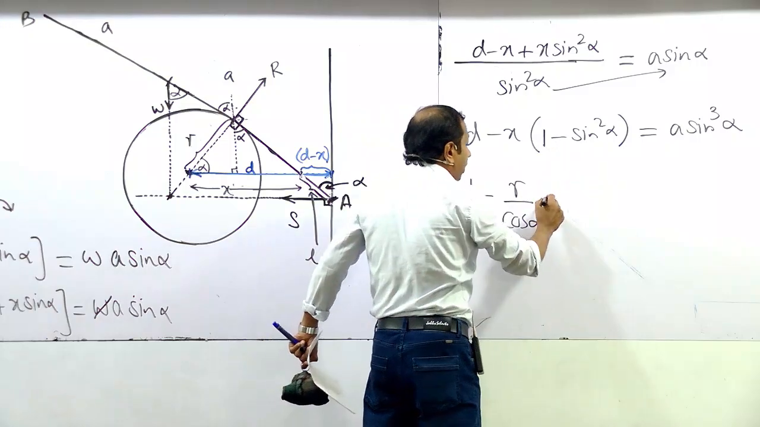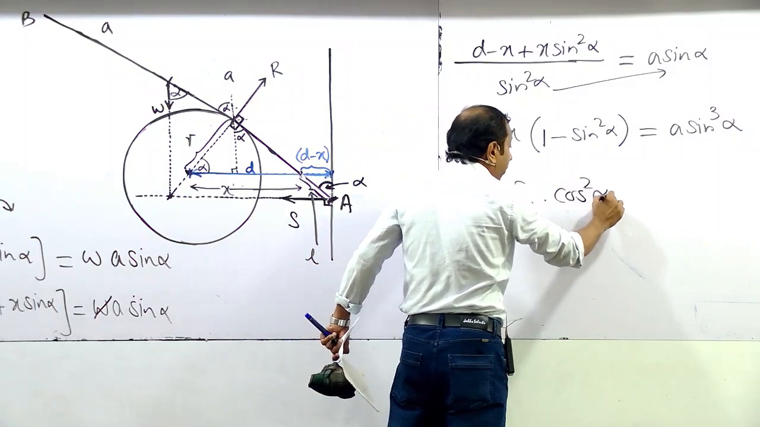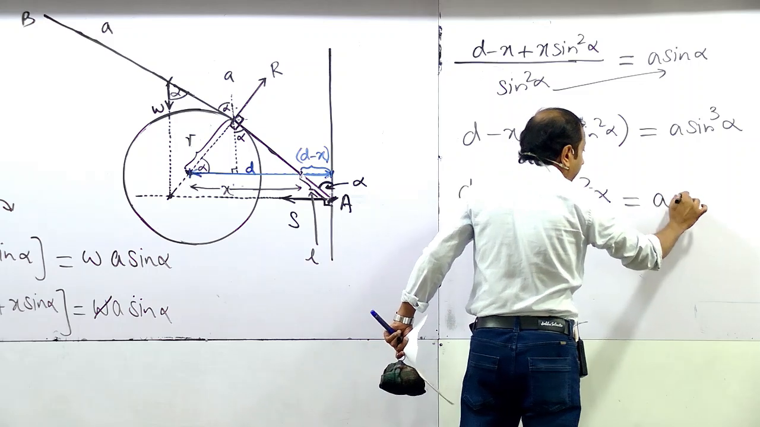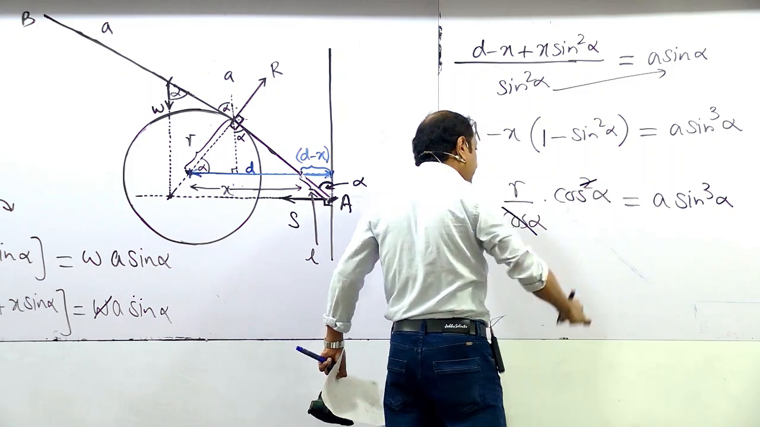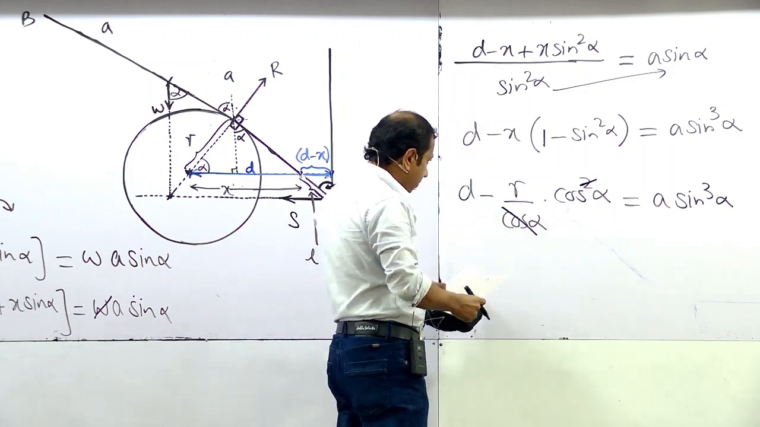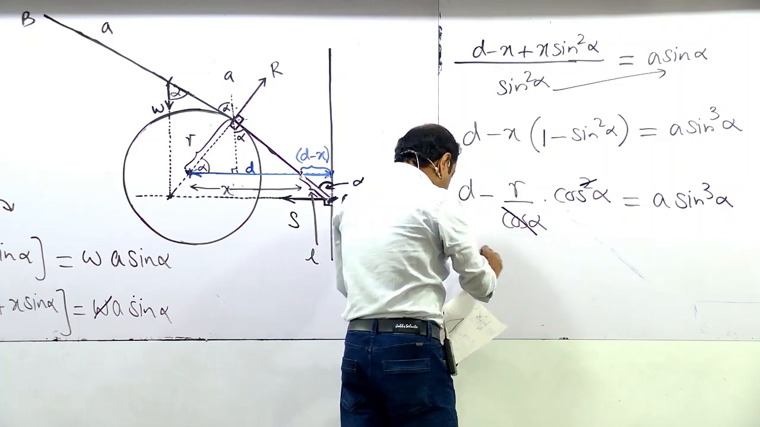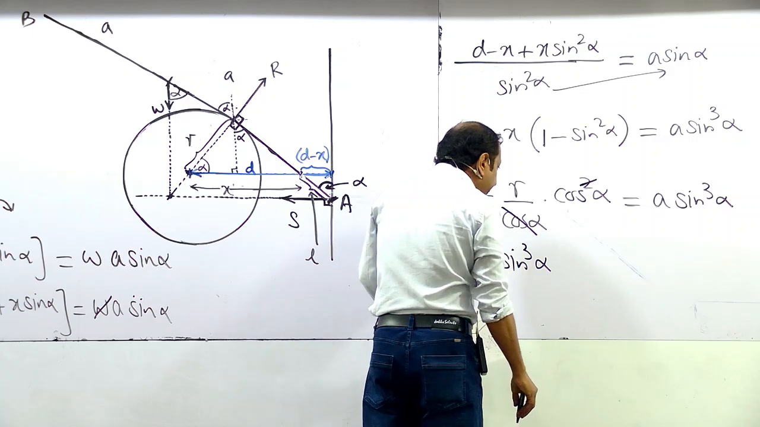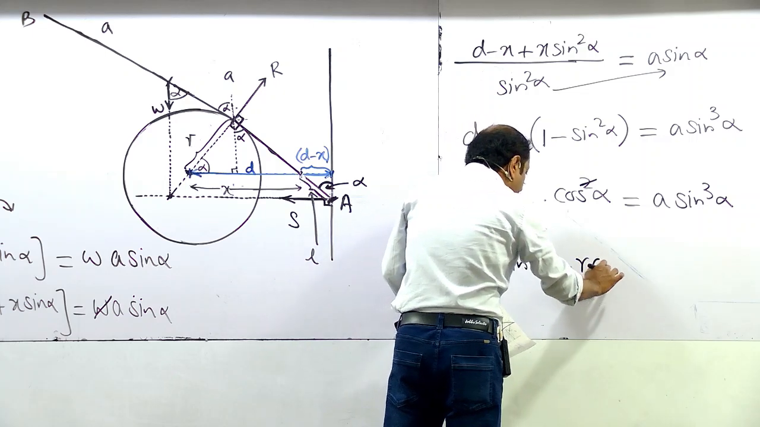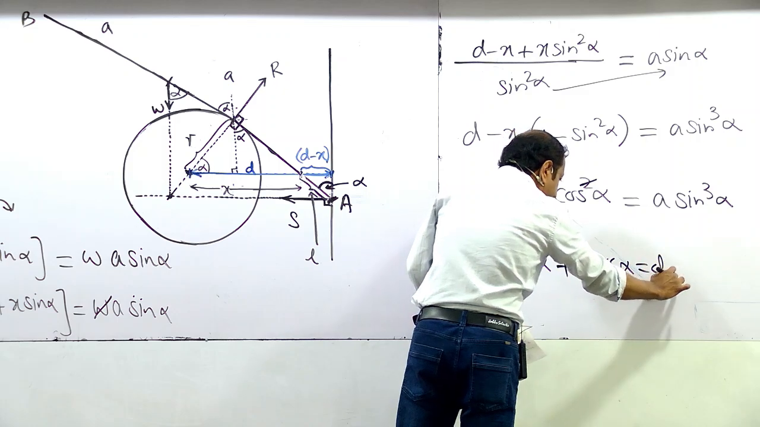What is 1 minus sin squared alpha? Cos squared alpha equals a sin cube alpha. One cos alpha you can cancel with this. Now I think you get the answer. Yes, bring this right hand side. Therefore, a sin cube alpha plus r cos alpha equals d.